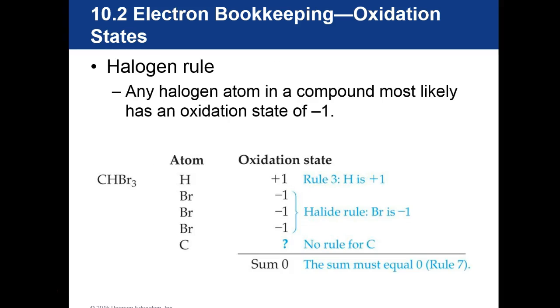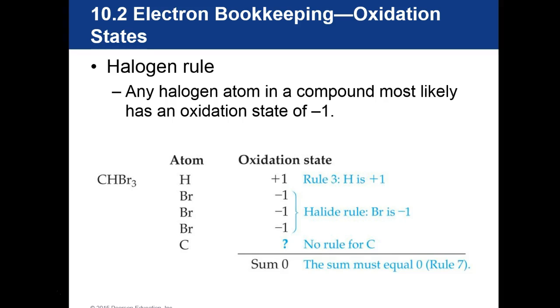Then we have the halogen rule, way over on the other side. Any halogen atom in a compound most likely has an oxidation state of -1. So in the case of CHBr3, we have a hydrogen, 3 bromines, and a carbon. The oxidation state shows that hydrogen is +1, all the bromines are -1 because they're halides, and there's really no rule for carbon. He gets a little tricky.